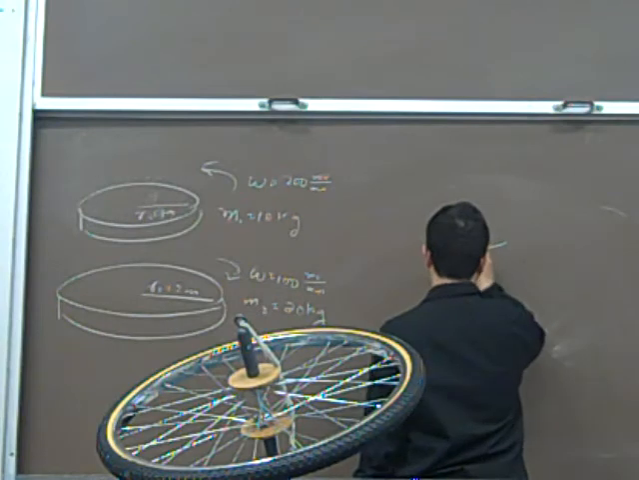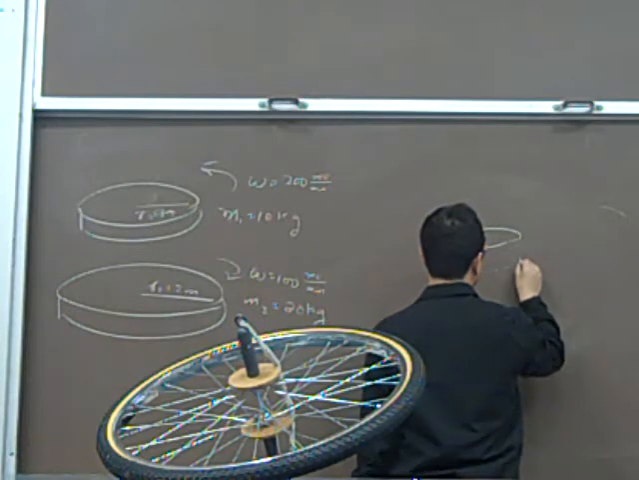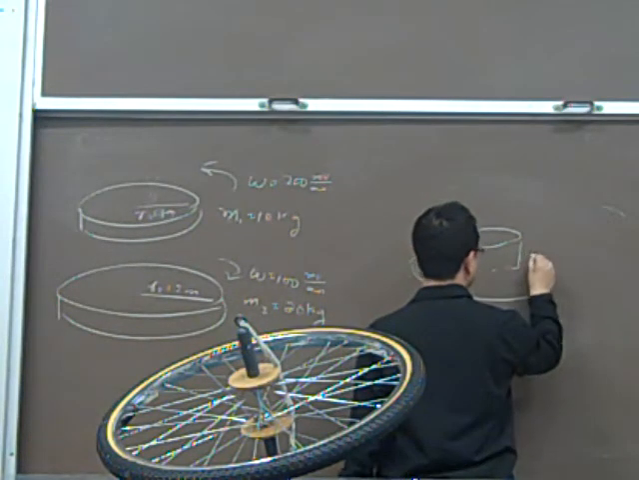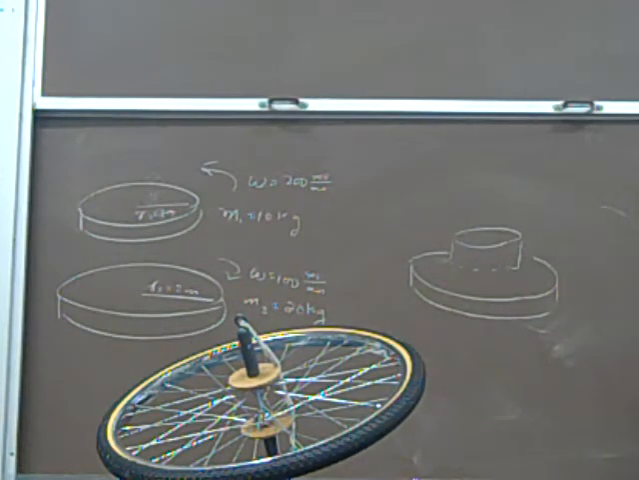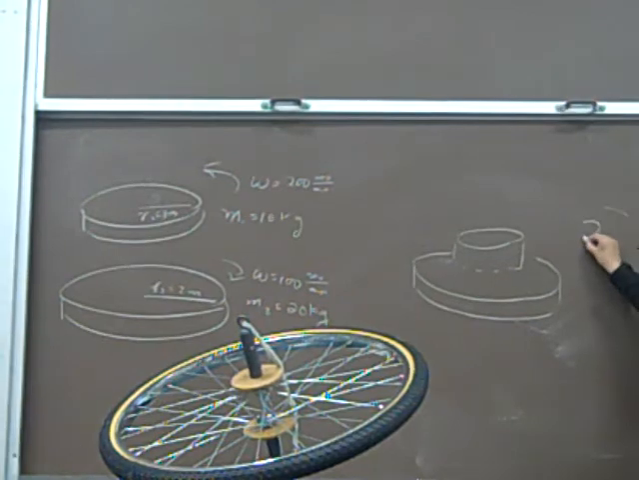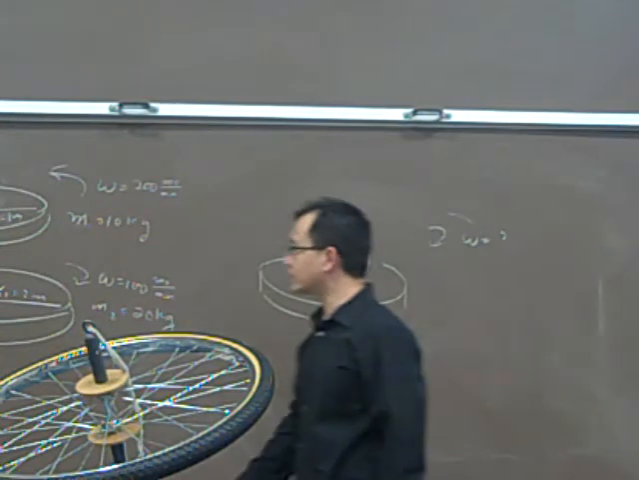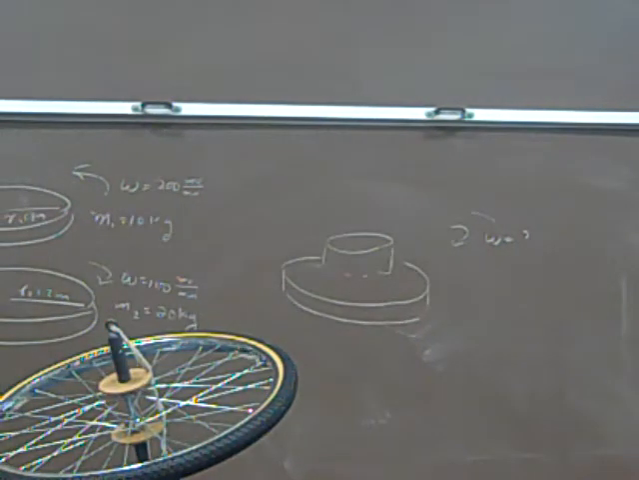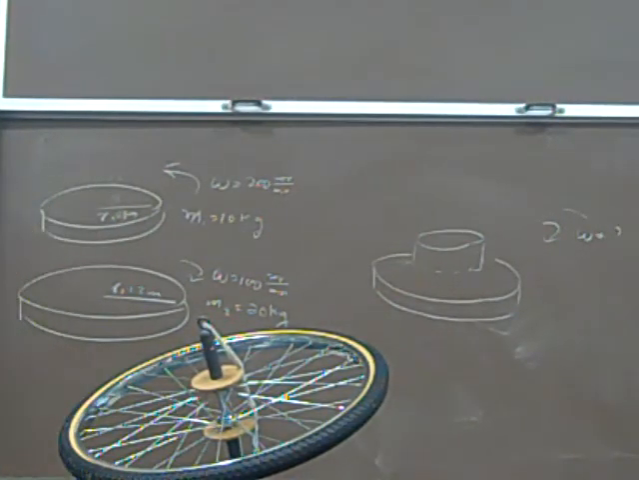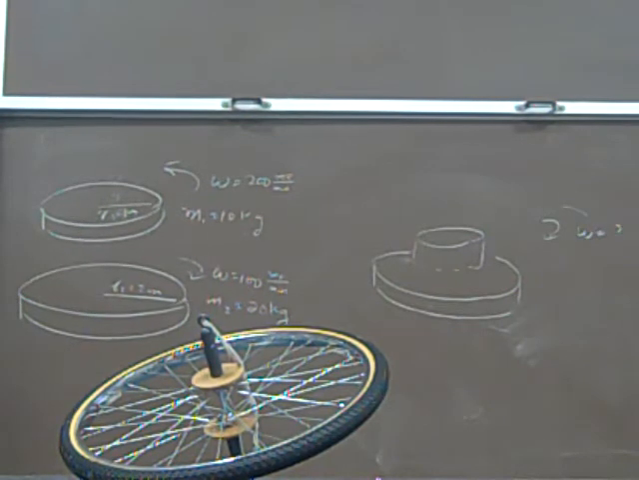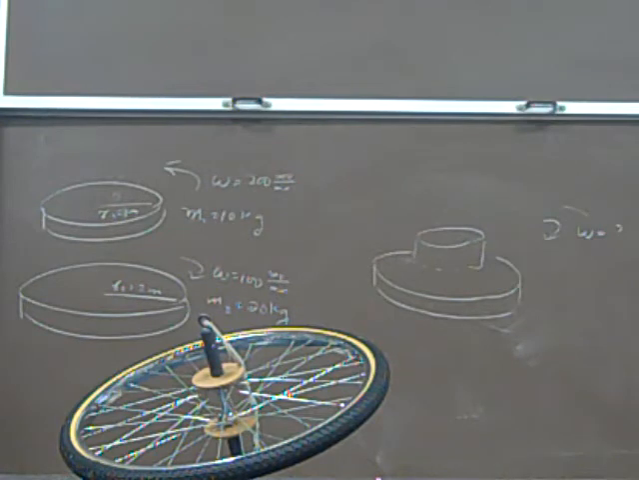And then you are going to have some object like this. They will rotate in some direction together. We don't know what direction, let's say in this direction. And we want to find the rotational velocity, the angular speed omega, for the final state.